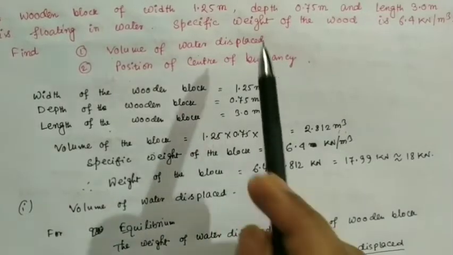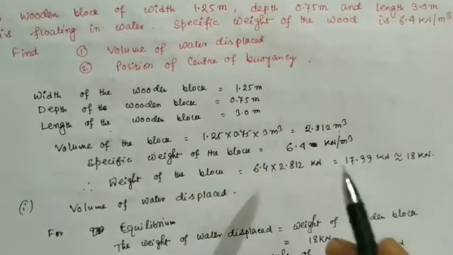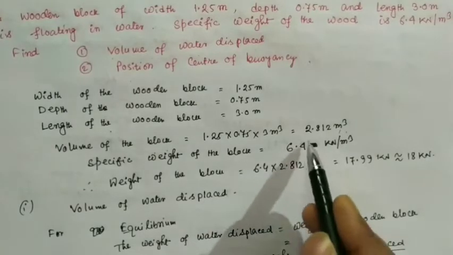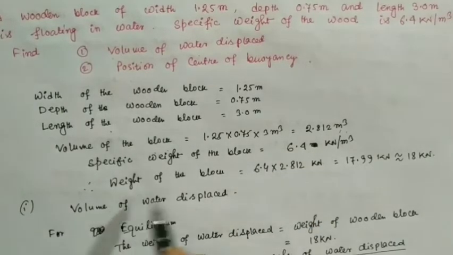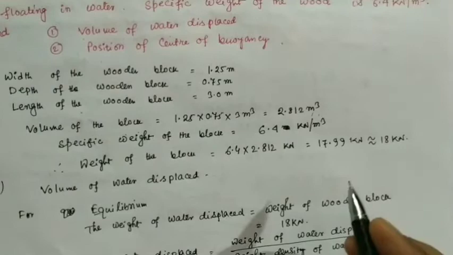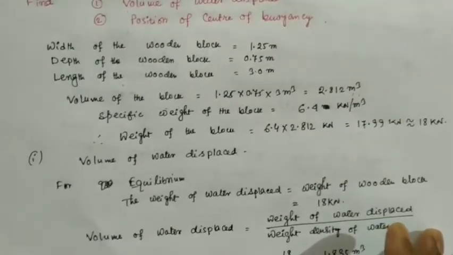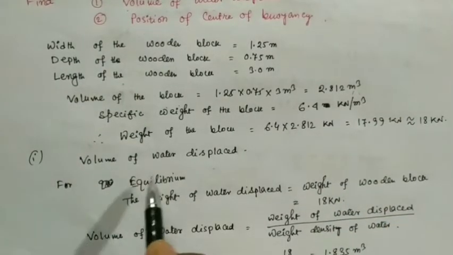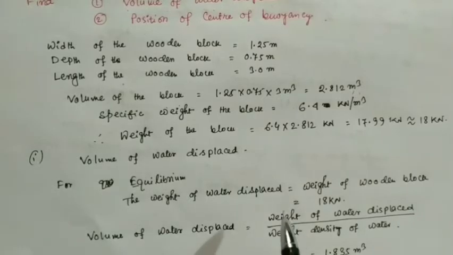Because the specific weight of the wood is given in the question, you just multiply the specific weight by the volume, and you will get the weight of the block, and the result was 18 kilonewton. So to find the volume of water displaced, you just equate the weight of water displaced to the weight of the wooden block.